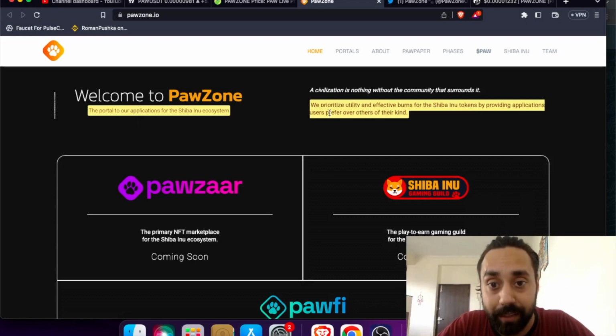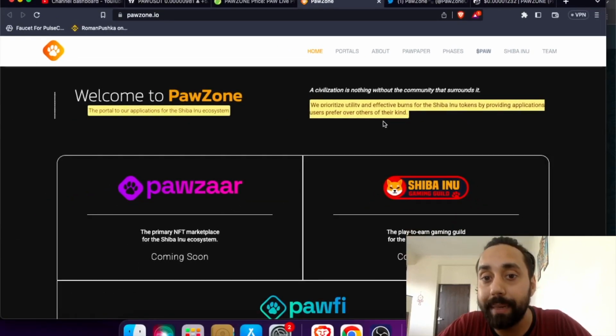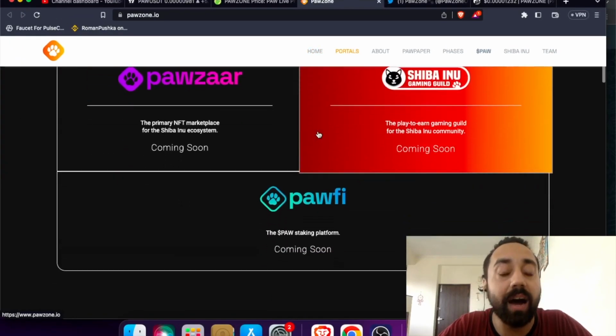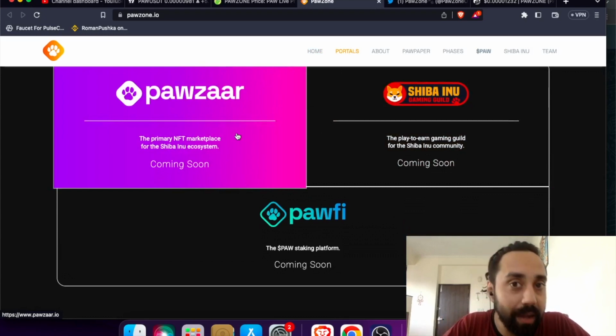Now it says, we prioritize utility and effective burns for the Shiba Inu tokens by providing applications users prefer over others of their kind. So they are building a set of applications. One is PawZar, which is the NFT marketplace. PawZar is a term derived from Bazaar, which is an Indian term which means market. So PawZar means, of course, the ecosystem marketplace for PawZone. It is the primary NFT marketplace for the Shiba Inu ecosystem.